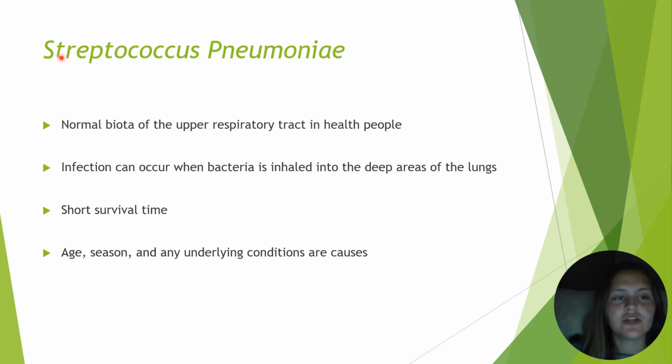So next is Streptococcus pneumoniae. This is a form of pneumonia. This is a condition where the normal biota of the upper respiratory tract can infect people. Infection can occur when bacteria is inhaled into the deep areas of the lungs. It usually has a short survival time, and depends on age, season, and any underlying conditions. So, like I said before, usually you can see pneumonia through age or season.